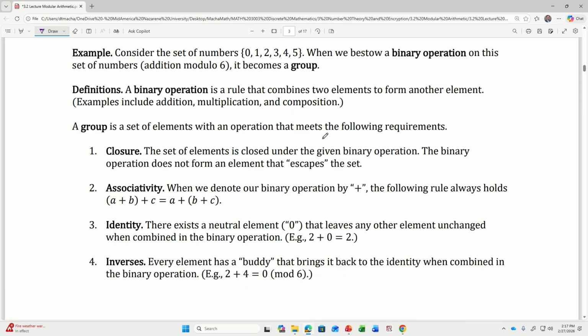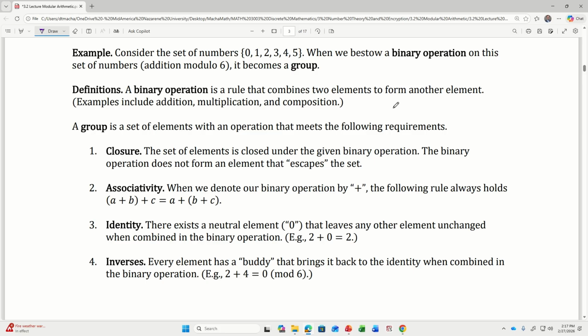Okay, moving on. Consider the set of numbers 0, 1, 2, 3, 4, 5. When we bestow a binary operation on this set of numbers, like addition modulo 6, then it becomes a group. When I say binary operation, what we mean is a rule that combines two elements to form another element. Examples include addition, multiplication, and composition.